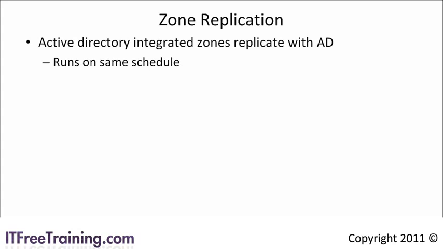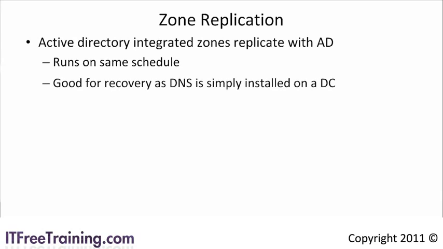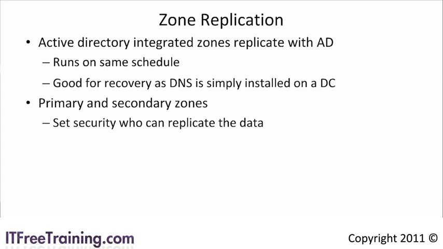If you are finding that your Active Directory integrated zones have stopped replicating, check the event viewer for Active Directory related errors. The big advantage with Active Directory integrated zones is that if you need to recover your DNS data and all your DNS servers are not available, all you need to do is install DNS on a working domain controller. If you are using primary or secondary zones, the big thing that you need to do is set security on the zone so that other DNS servers can replicate the data. By default, no one can replicate DNS data from your DNS server.